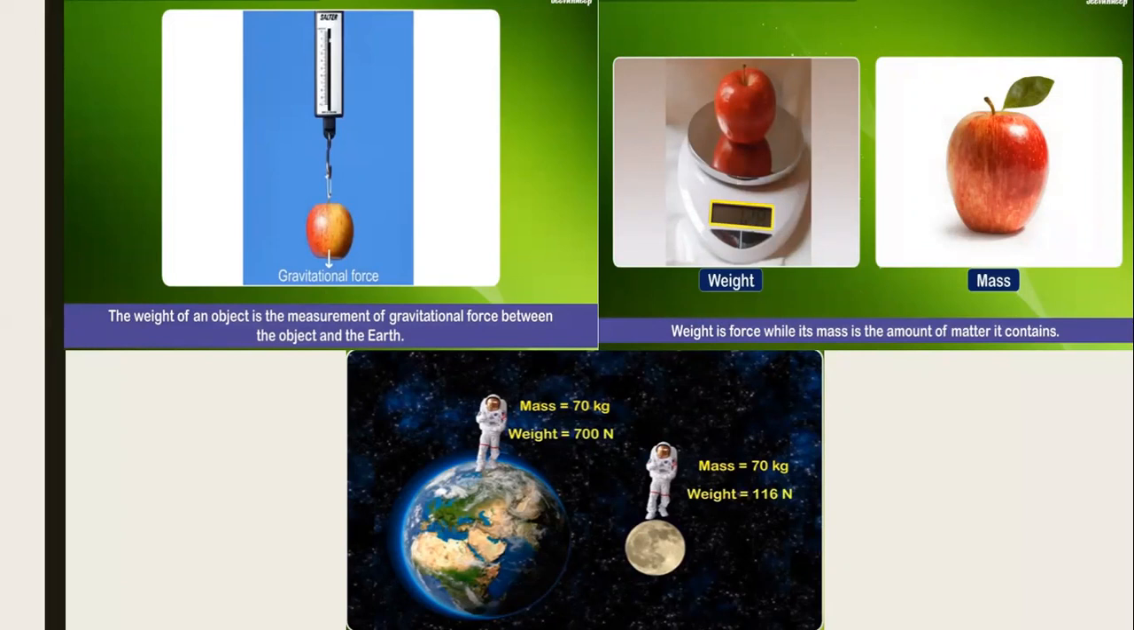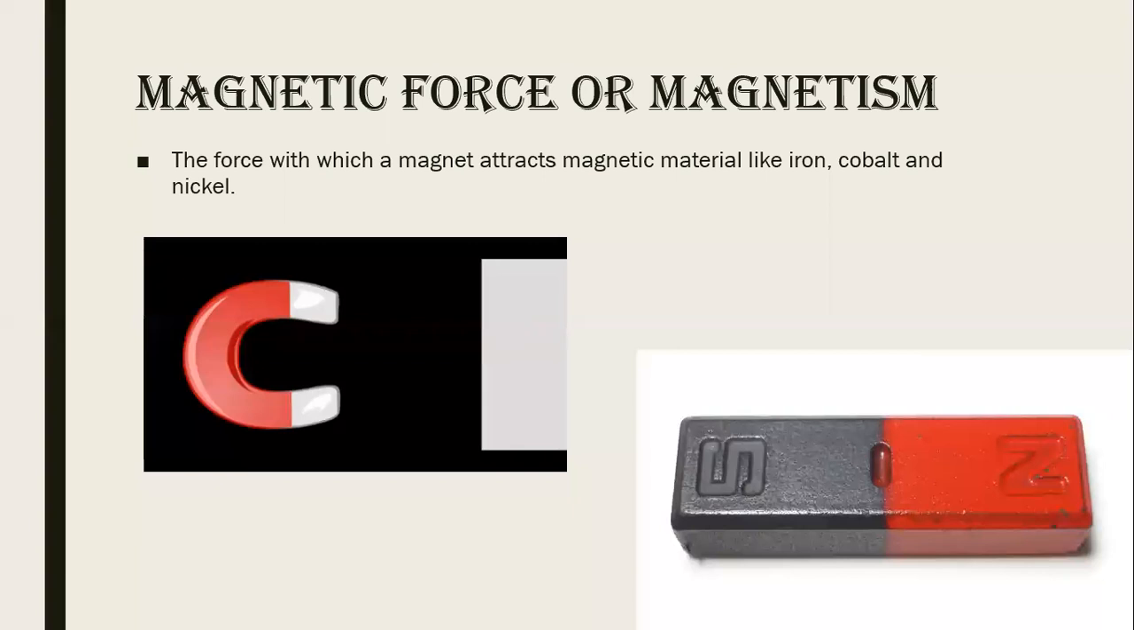Due to the change in gravitational force exerted by the Earth and the Moon, the weight of a person is more on Earth, whereas it is lesser on the Moon, because the gravitational force experienced by the person on the Moon is lesser than the gravitational force experienced by the person on Earth.